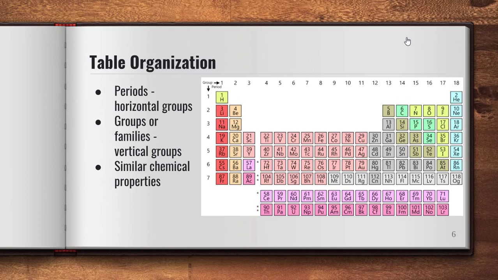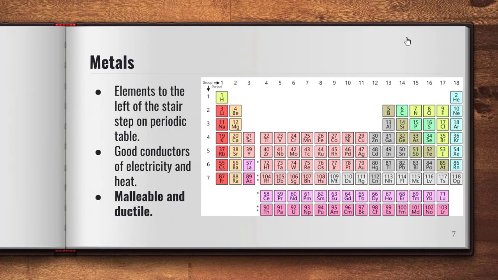So what you'll learn is that the first group is known as the alkali metals, and they all share very similar properties. Group 17 is known as the halogens, 18 noble gases, and so on. And all of these share very similar properties. We'll talk about why that's the case here in a little bit.